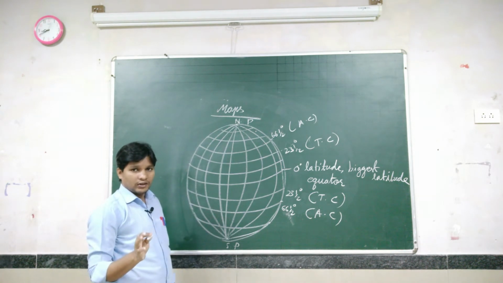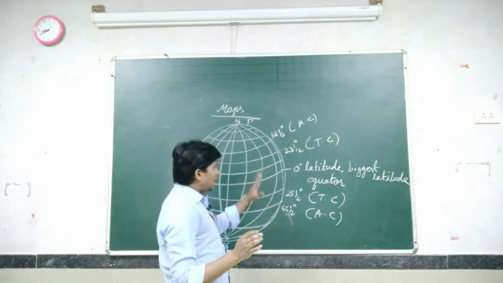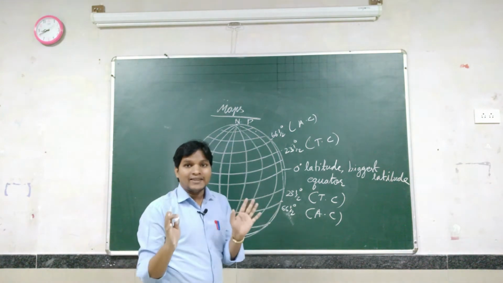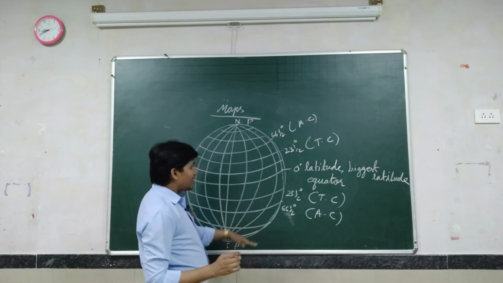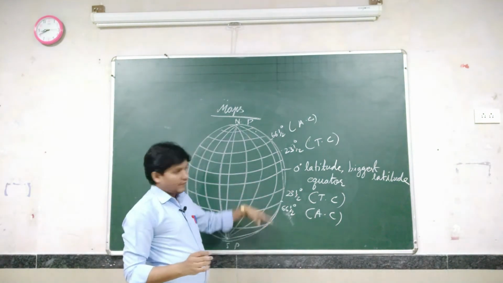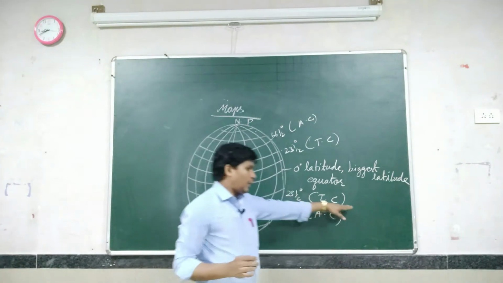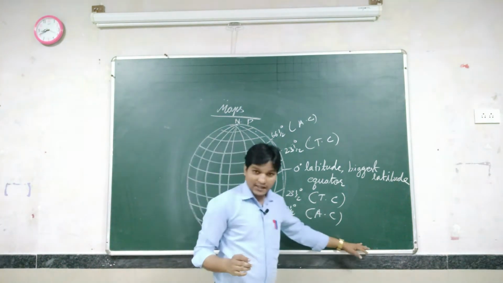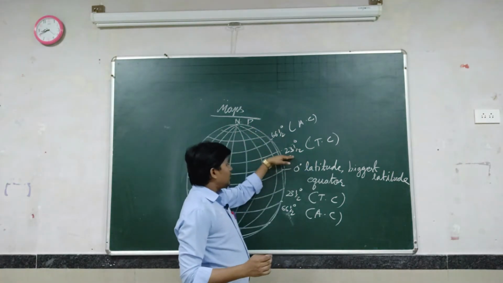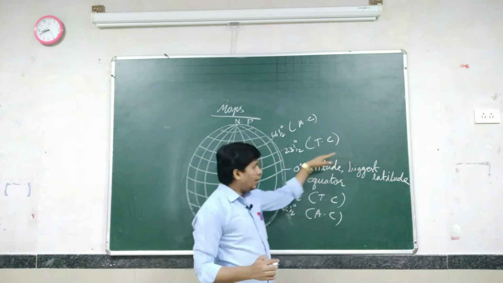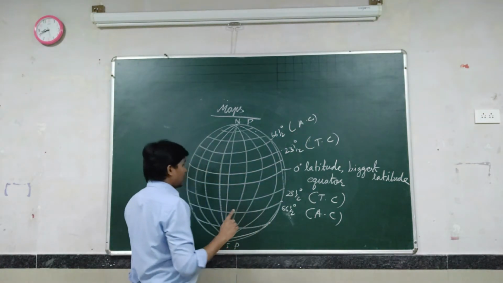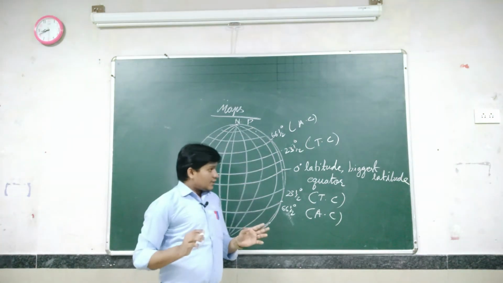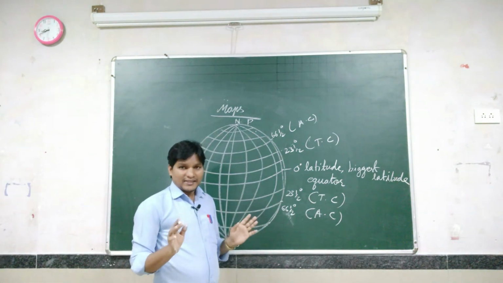Understand? So this is the process. Everything you have to understand neatly and cleanly. Which direction? In the south direction, the Tropic of Capricorn and Antarctic Circle. On the northern side, the Tropic of Cancer and Arctic Circle. So you have to keep this 100% in mind. These are the only lines.